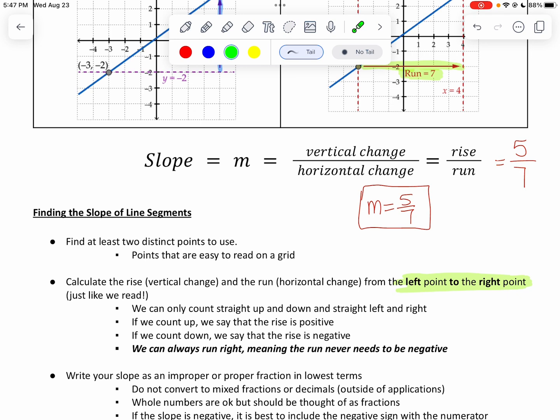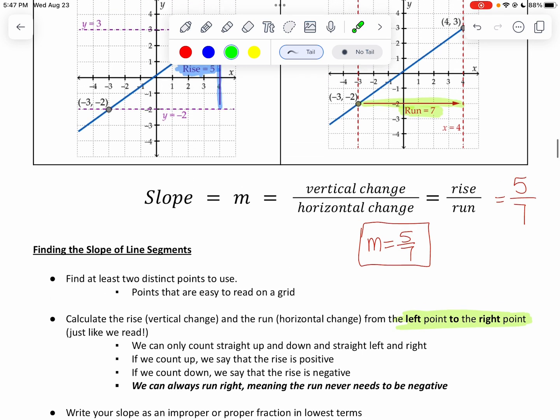When we're talking about our run, we always run to the right. So like a book, we always run from left to right. So our run will never actually be negative because we're always increasing from a lower x value up to a higher x value. Then we are always referring to our run as being positive.